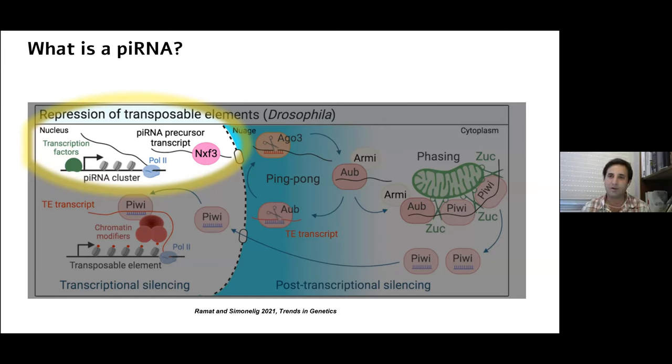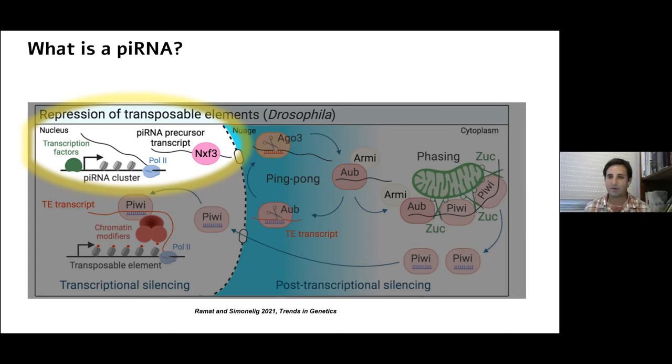The main function of piRNAs is to defend the genome against transposable elements. piRNA precursors are long Pol II transcripts expressed from multiple genomic loci known as piRNA clusters. piRNA clusters are regions of the genome where once active transposable elements, or TEs, were integrated, but these mutated enough to become inactive. Thus, piRNA clusters can be regarded as genomic graveyards of transposable elements.